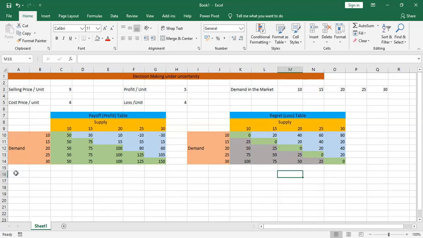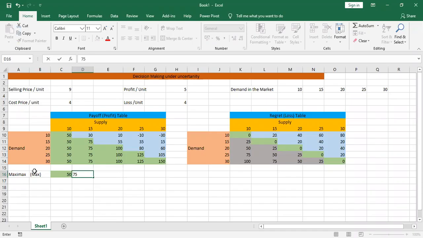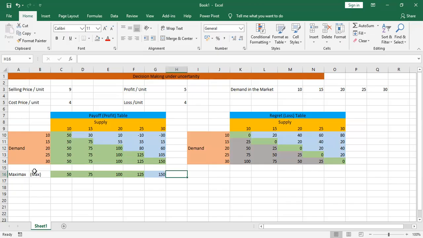Right. Now there are certain criteria. The criteria is what? Maximax. Maximax is known as maximum out of maximum. So you just find the maximum value of each column. In this column, the maximum value is what? 50, 75, 100, 125 and 150 is the maximum value. And the maximum out of maximum is what? 150.